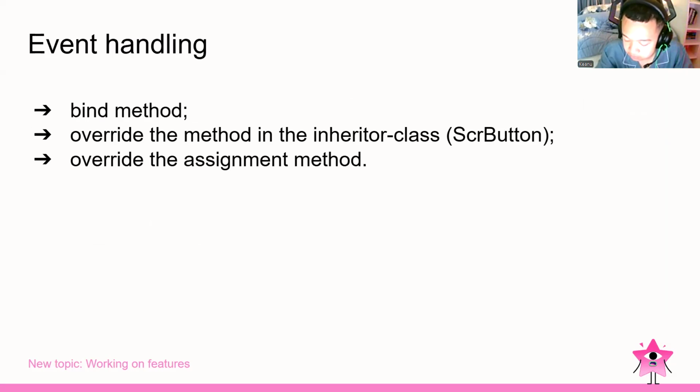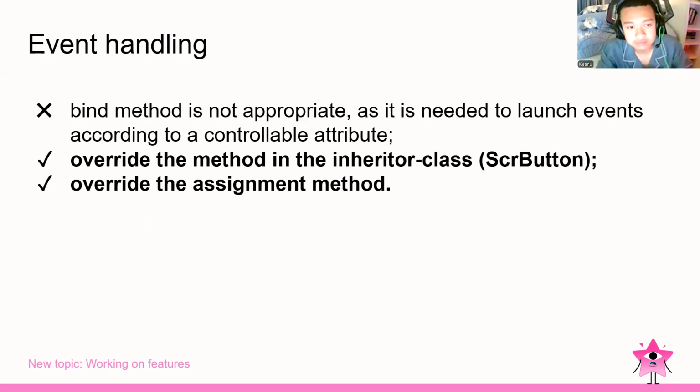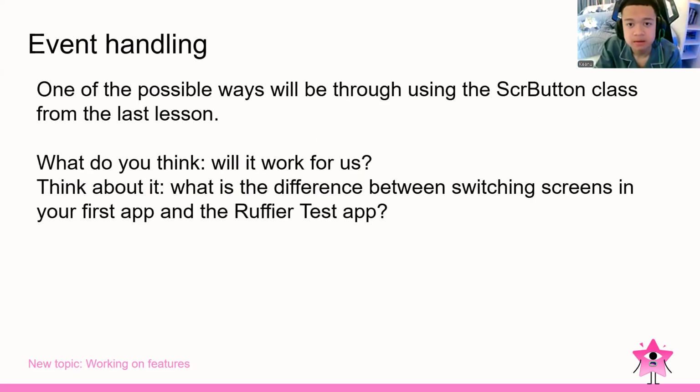We also will try to learn about overriding the method in the inheritor class, which is the spin button, and also override the assignment method. So you can see what we need to do: we will go for two kinds of this. We will override the method in the inheritor class, which is spin button, and also we will override the assignment method for this.